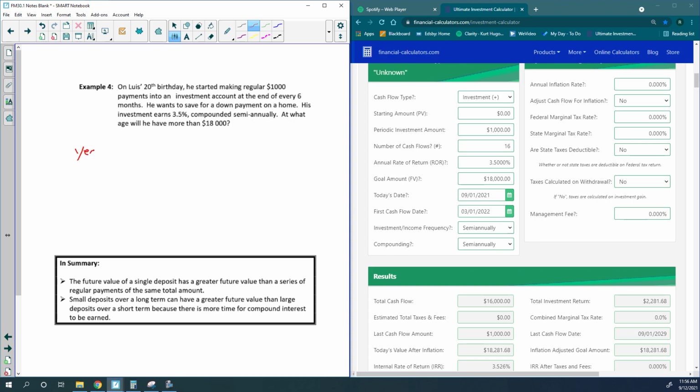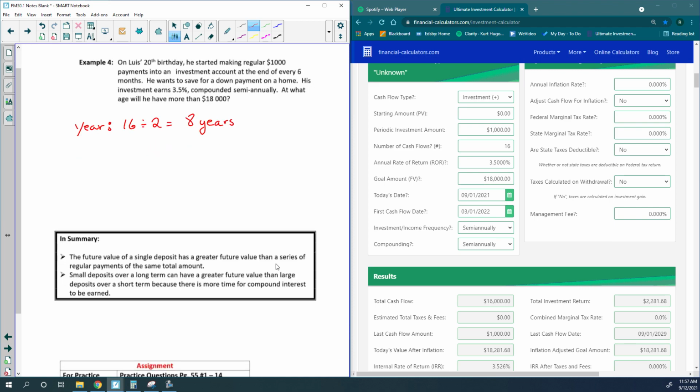So just to know for this, to do years, the cash flows works out to be 16, but we're doing this semi-annually or every 6 months. So what that means is this cash flow is happening twice a year. So I'm going to take that 16, divide it by the 2 for the twice a year, the semi-annually part, and it works out to be 8. So it is 8 years that it's going to take him to go from nothing to $18,000. And that ends example 4.